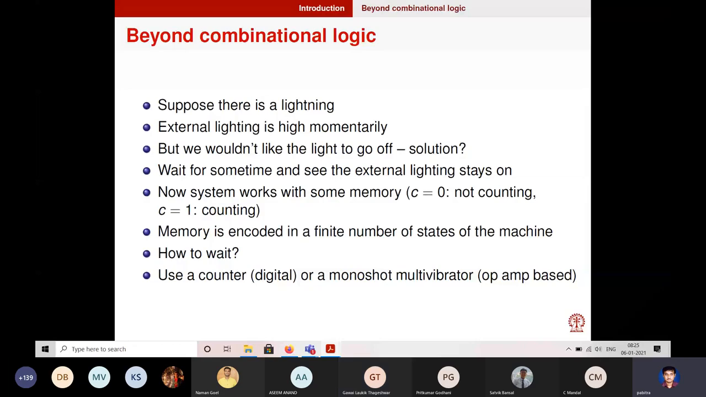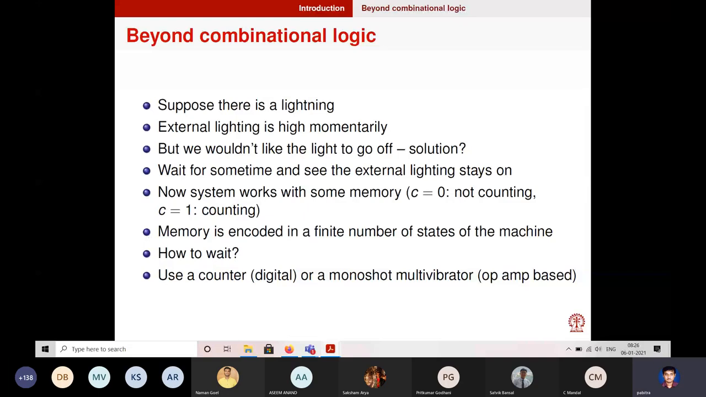But we don't want that, because this is really a momentary thing, and maybe after 1 or 2 seconds pass, it will again be a cloudy situation with not enough light outside. So how do you do? Don't take immediate action. You wait for some time, see if the external light stays on, and if it does stay on, maybe you can turn off the light. But if it doesn't stay on, the sun has not yet come out, it was a lightning, then you should not turn off the light.